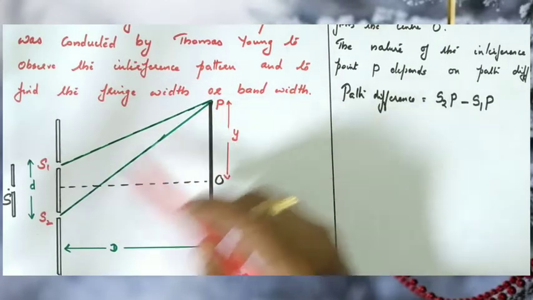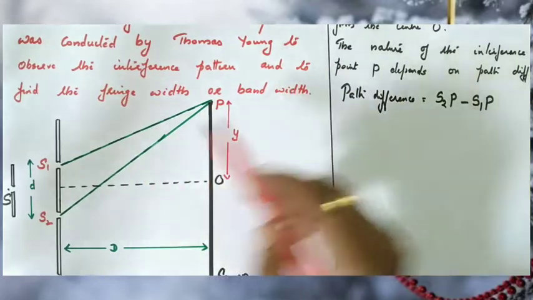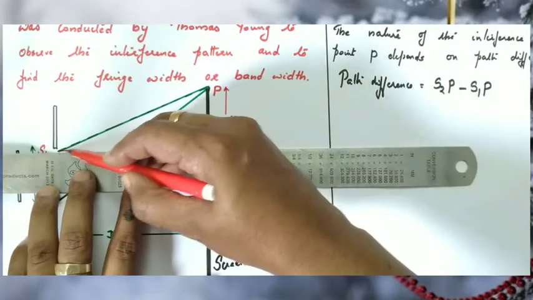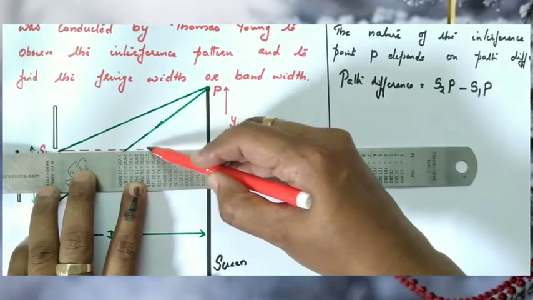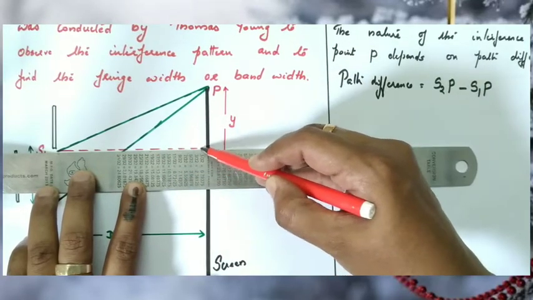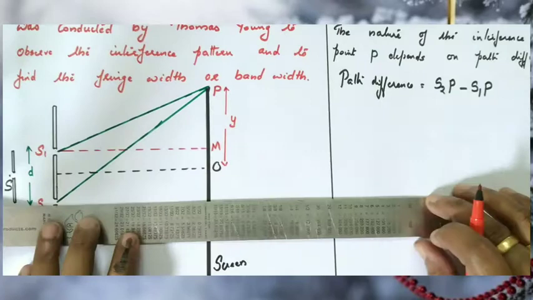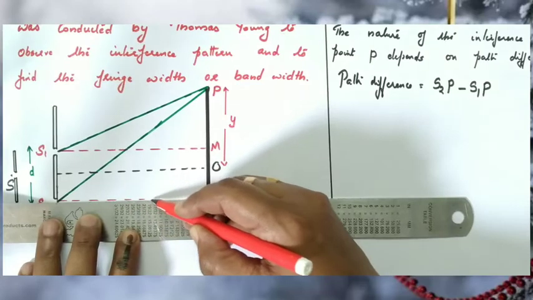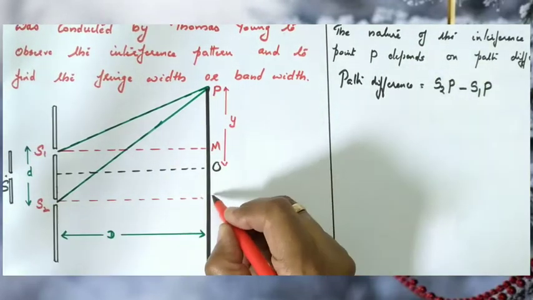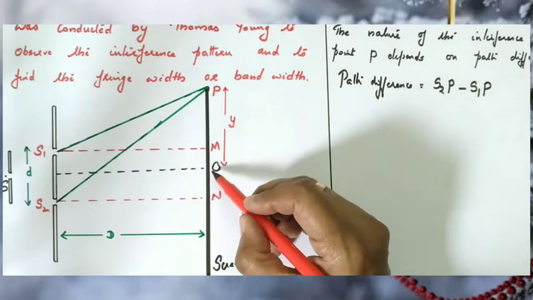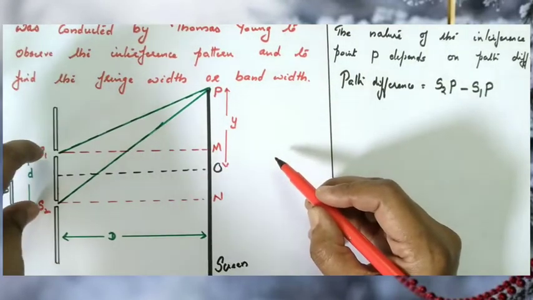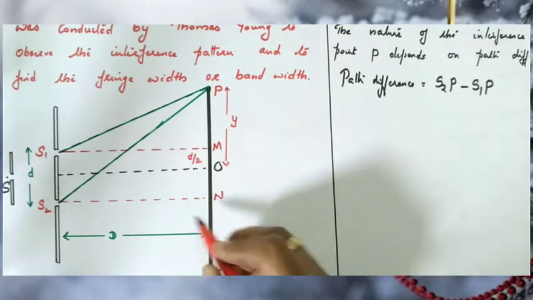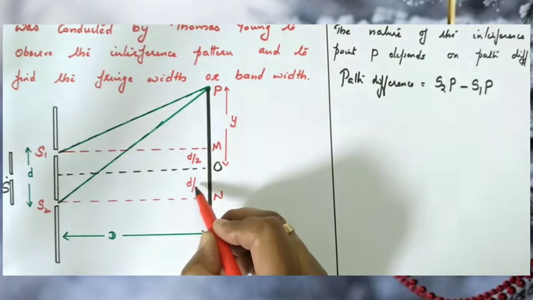In order to find the value of S2P minus S1P, we can draw a perpendicular from S1 to the screen. Let the point be M. Similarly, draw a perpendicular from S2 to the screen, and let the point be N. So what is the distance between O and M? The total distance between the two slits is d. So this distance is equal to d by 2, because it is at the middle point. Here also d divided by 2.